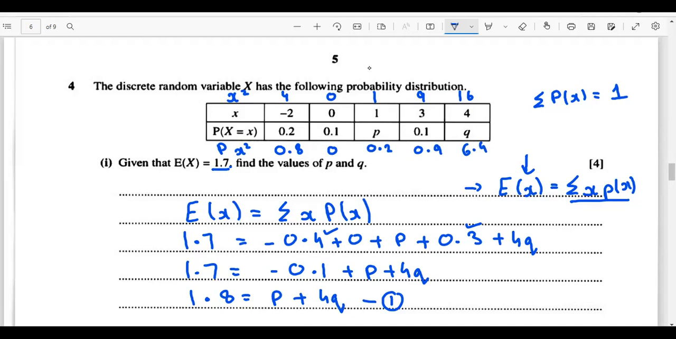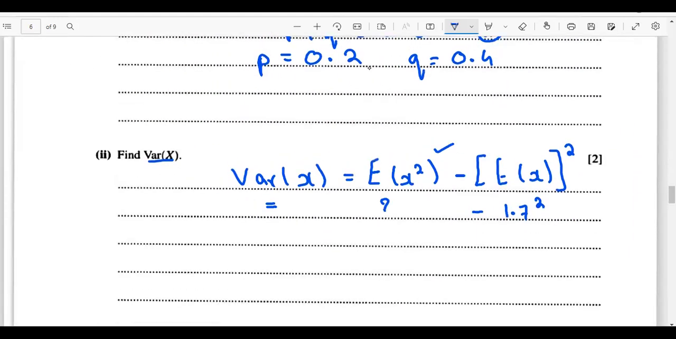So this is how we do it. And now we need to add them up. Summation p x squared is going to be 0.8 plus 0 plus 0.2 plus 0.9 plus 6.4, and that would give you 8.3. Very good. Now please simplify this and find the final answer, and tell me what would be the variance and what would be the standard deviation, and just type the answer in the chat box.